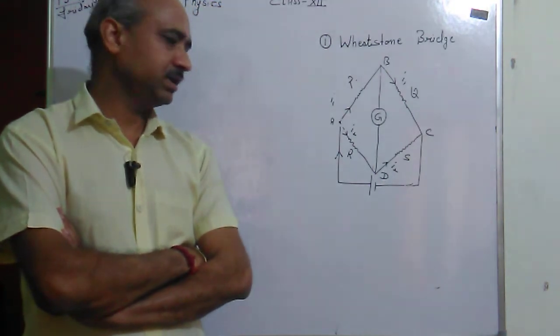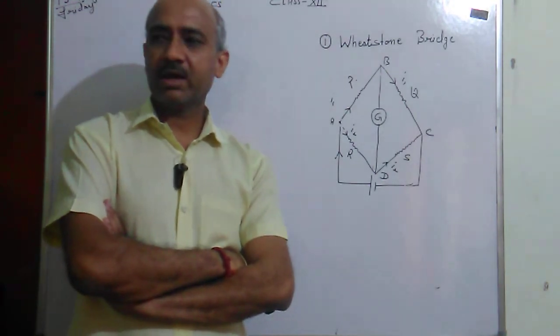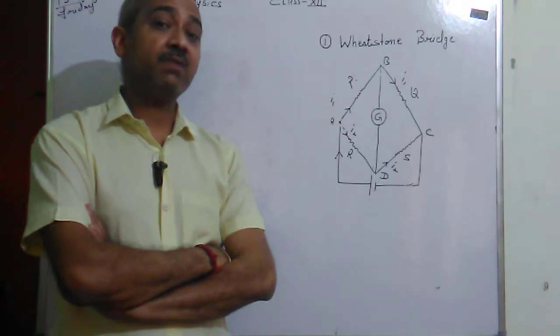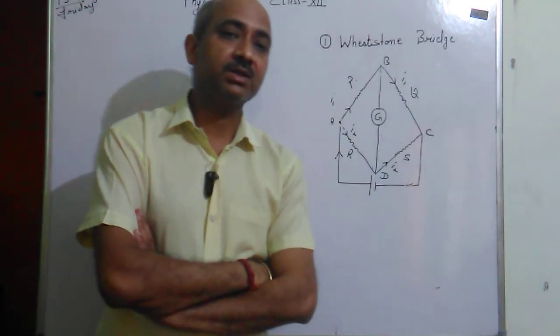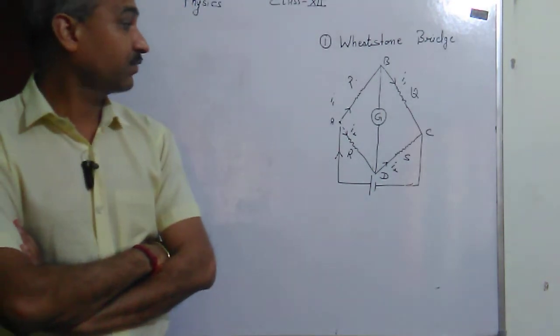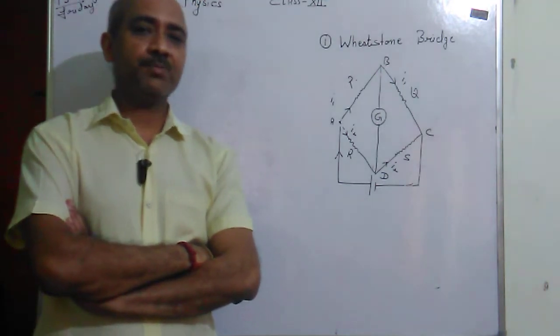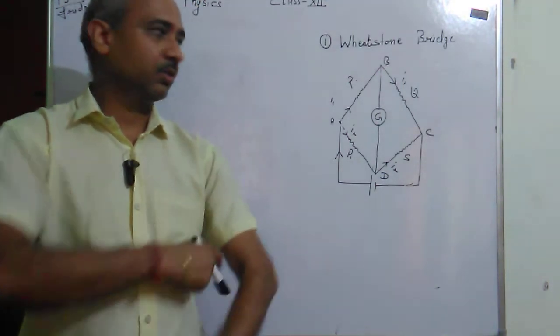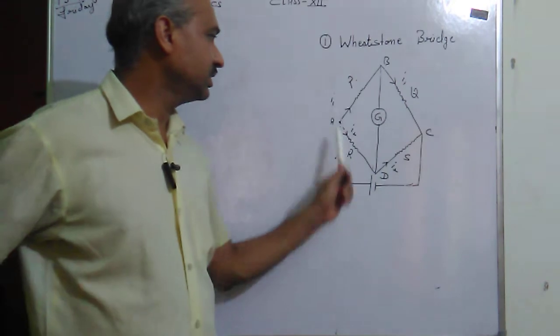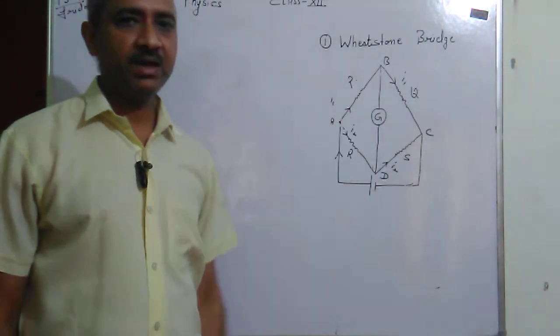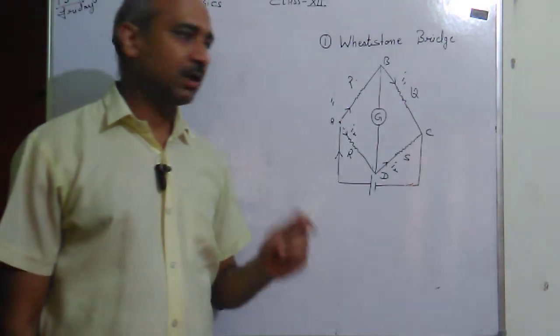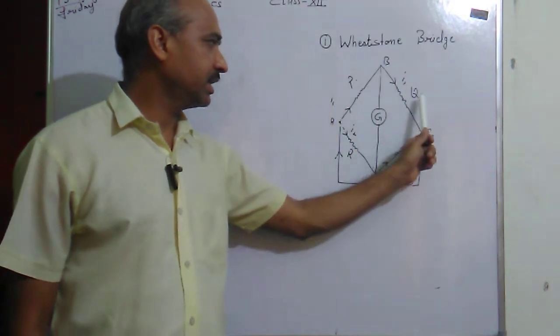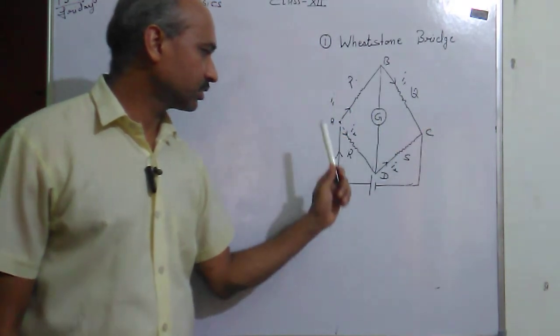Means 3 are known resistances and one is the unknown resistance, and we have arranged these 4 resistances in such a way that they form a parallelogram. One resistance is P, the second one is Q, the third one is S, and the fourth one is R.